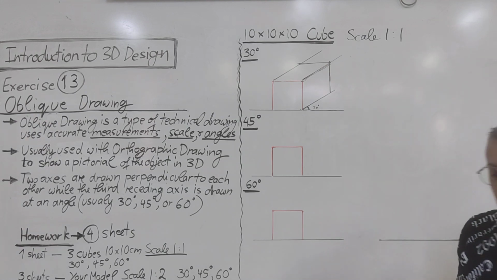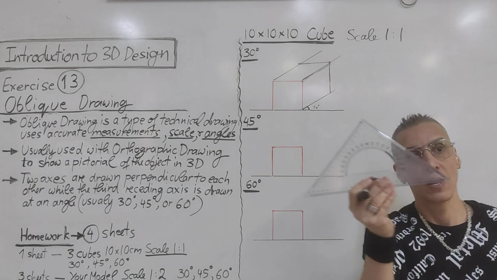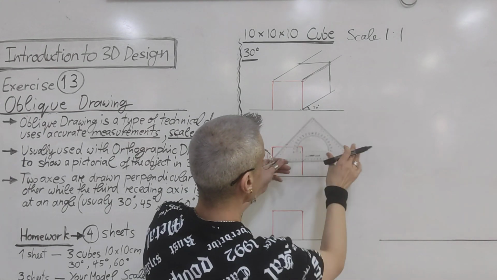Now, we will draw a cube at what? 45 degree. 45 degree ruler.